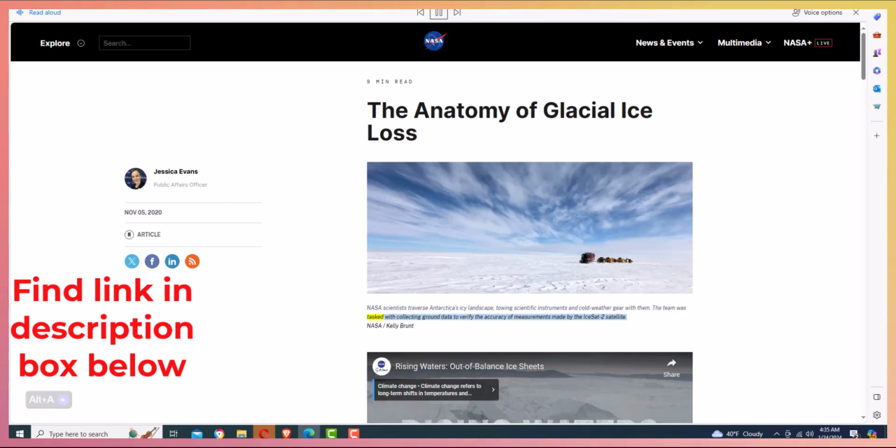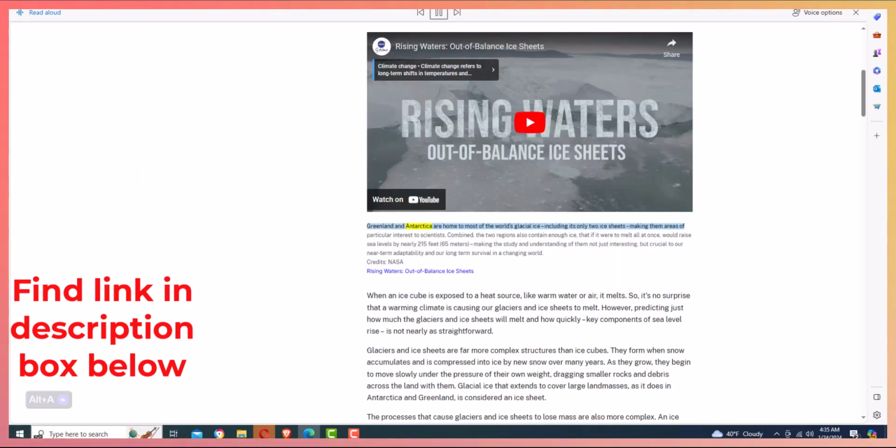The team was tasked with collecting ground data to verify the accuracy of measurements made by the ICESat-2 satellite. NASA/Kelly Brunt. Greenland and Antarctica are home to most of the world's glacial ice, including its only two ice sheets, making them areas of particular interest to scientists.